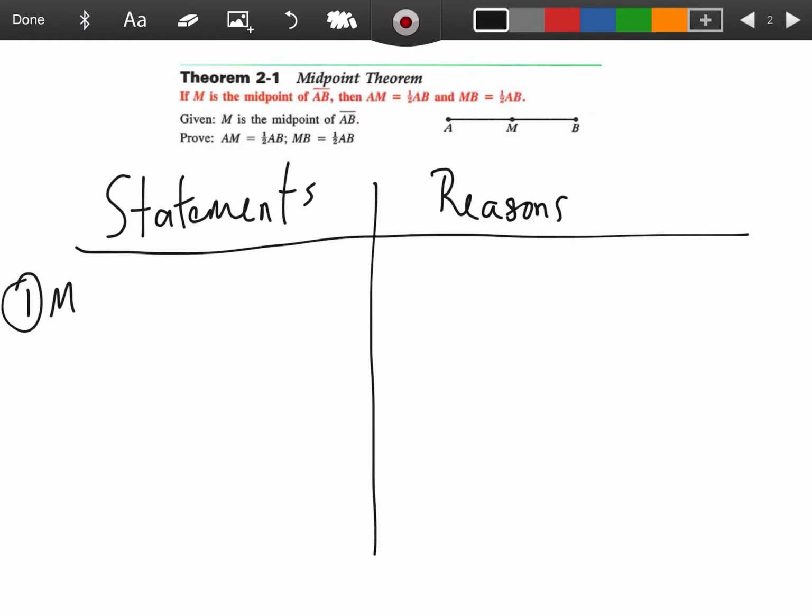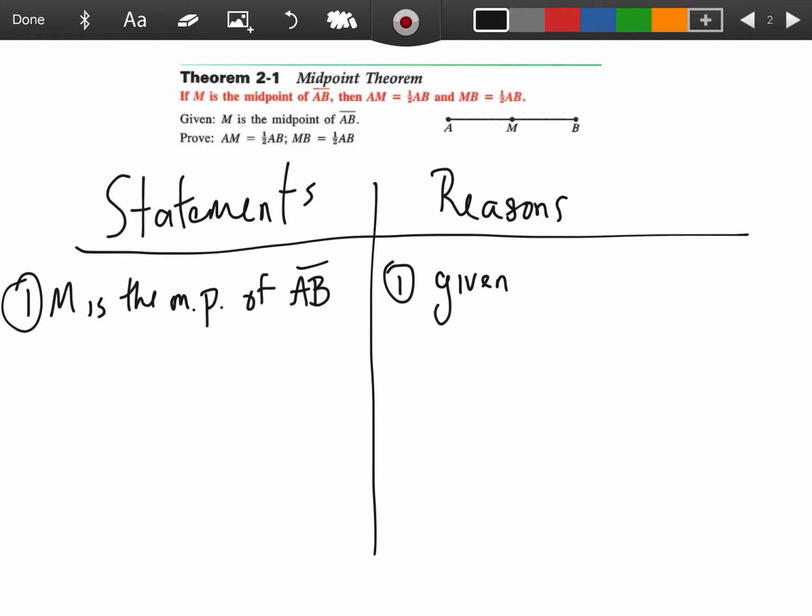So we are given that M is the midpoint. I'm just going to write M dot P for midpoint, otherwise I'll be running out of room because I don't have a ton of room on this screen. So M is the midpoint of segment AB, and our reason for that is just that it's given.